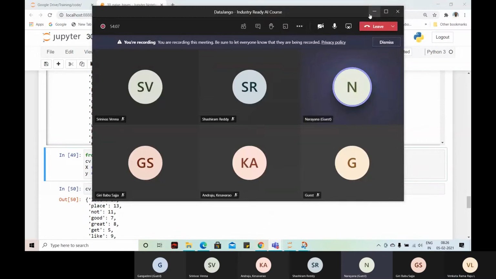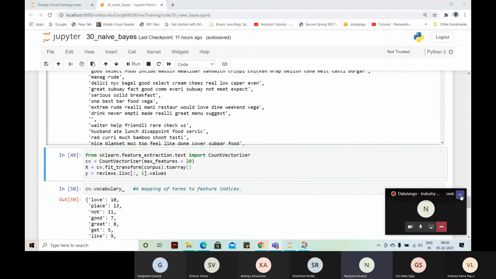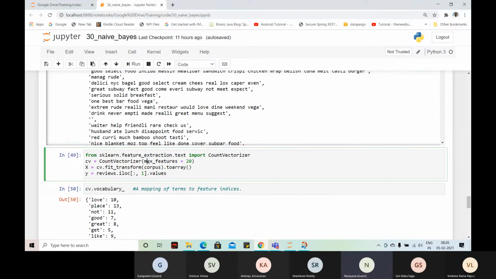Sir, I have one question. Here, for max features you are taking 20. Is there any way to do cross validation to find the best max features hyperparameter? Yes, we need to change it. It's trial and error. We need to change it.